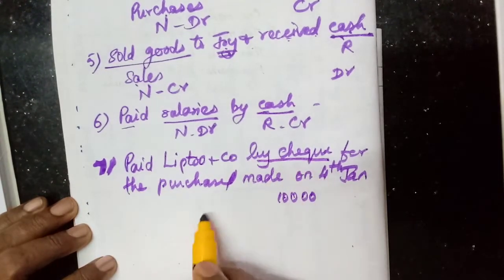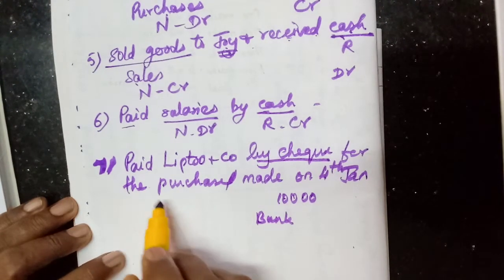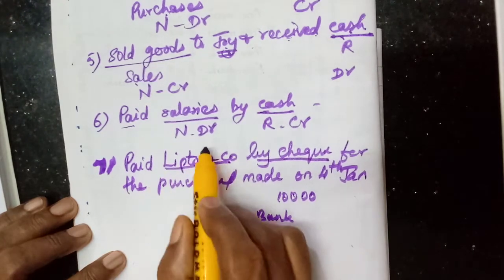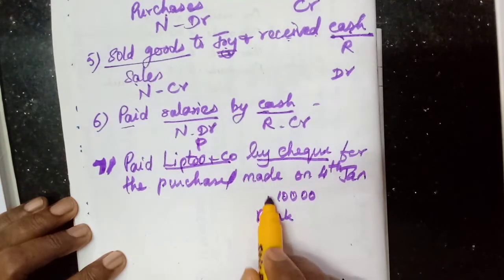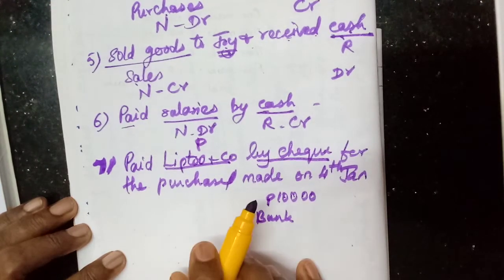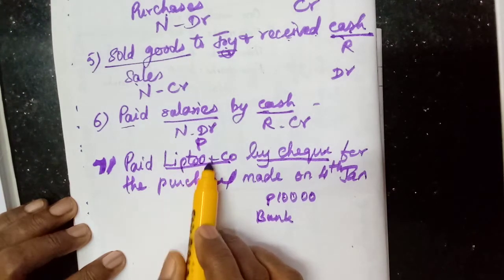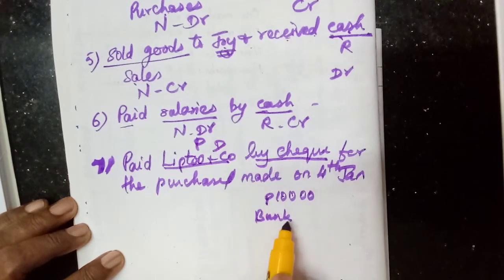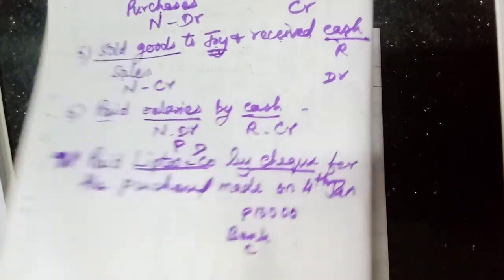So who will pay that one? Bank. Okay, we are not paying by cash. Then we are paying to whom? Lipton and Co. So this is Lipton and Co. personal account. Check also personal account. Who is the giver? Who is the receiver? Here Lipton and Co. is receiving, so debit. Here bank is paying that amount, so that is credit. So what is the entry? Lipton and Co. account debtor to bank account.